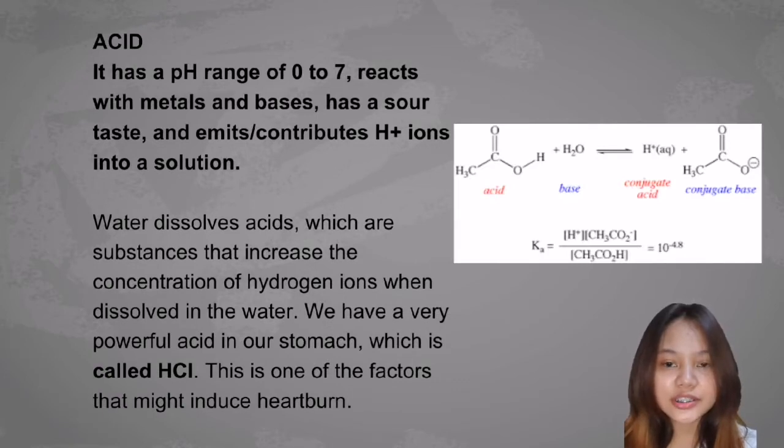An acid has a pH range of 0 to 7, reacts with metals and bases, has a sour taste, and contributes hydrogen ions into a solution. Water dissolves acids, which are substances that increase the concentration of hydrogen ions when dissolved in water. We have a very powerful acid in our stomach called HCl. This is one of the factors that might induce heartburn.